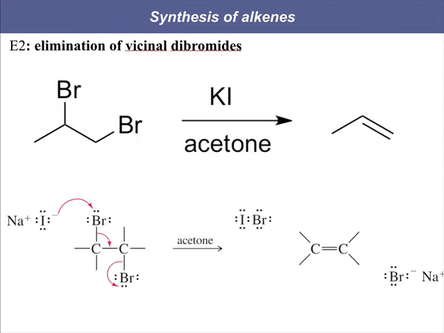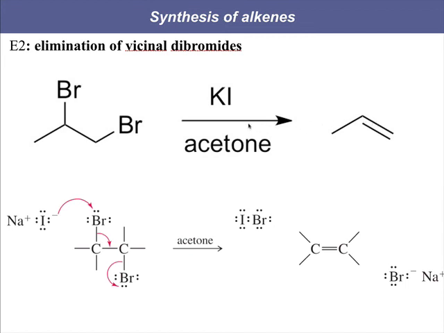Here's how it works. Here's our vicinal dibromides. Our reagents are potassium iodide, KI, and acetone is a great solvent for this reaction. And what we get is a double bond. Notice that we have eliminated both bromines. We didn't eliminate an H and a Br. This is not a normal dehydrohalogenation. It is an E2 mechanism, but it's not dehydrohalogenation. Make sure you understand that distinction.